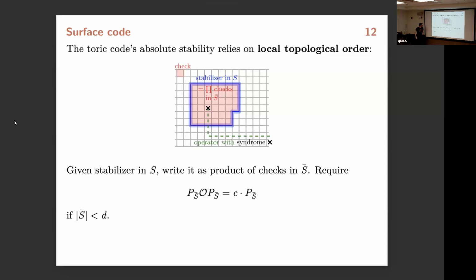All right. Of course, this condition only holds if this set S bar is smaller than the code distance. Once we grow something that's of order the code distance, we could genuinely build a logical operator. So this condition will fail.